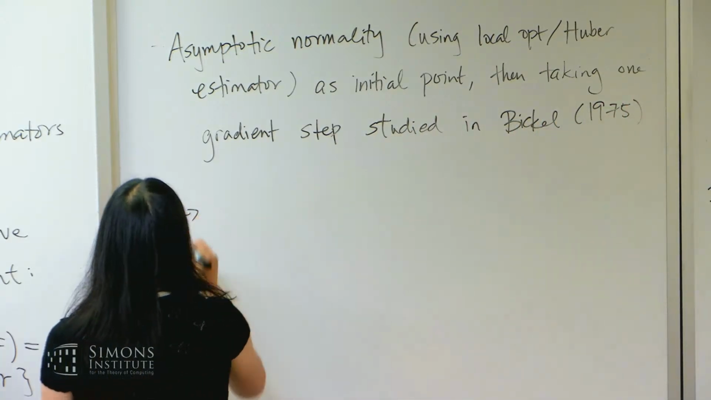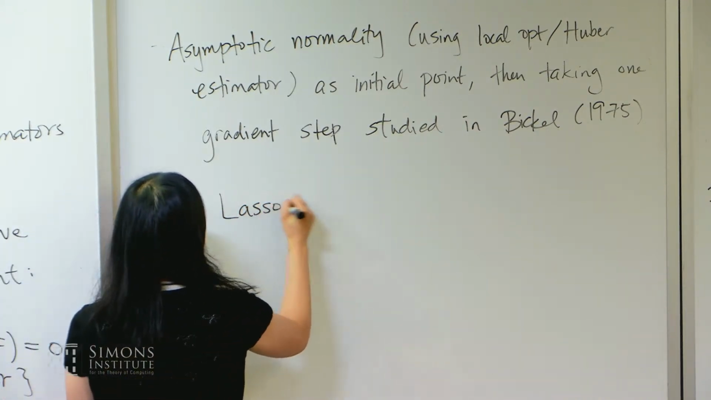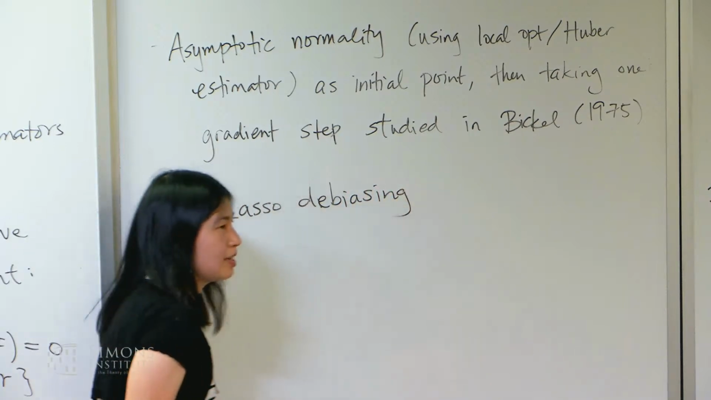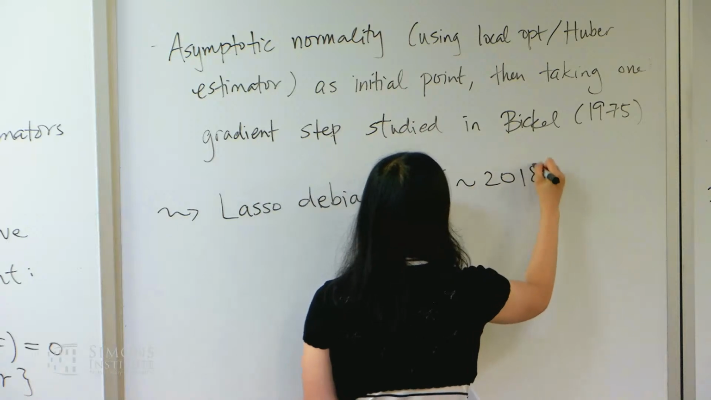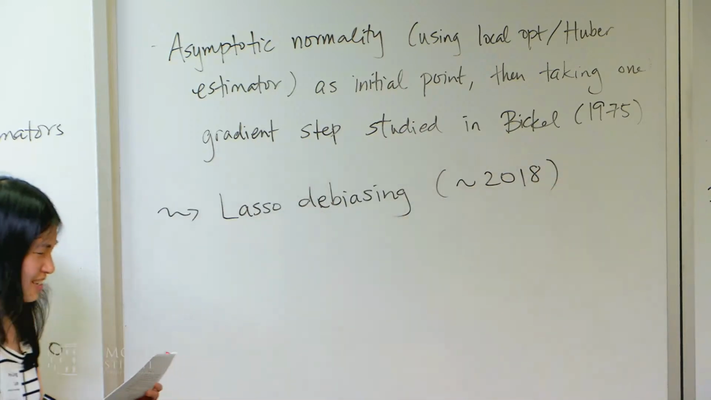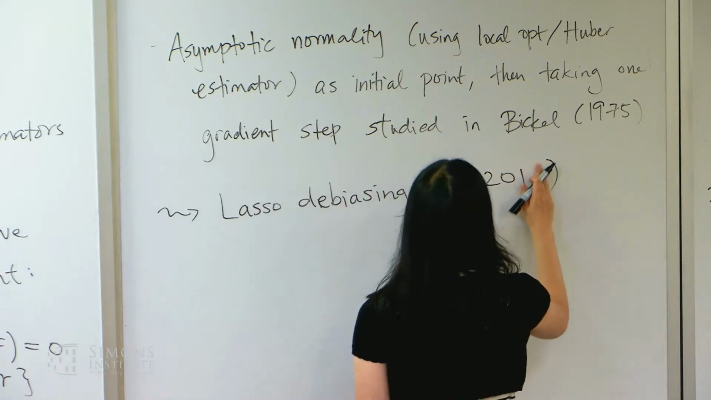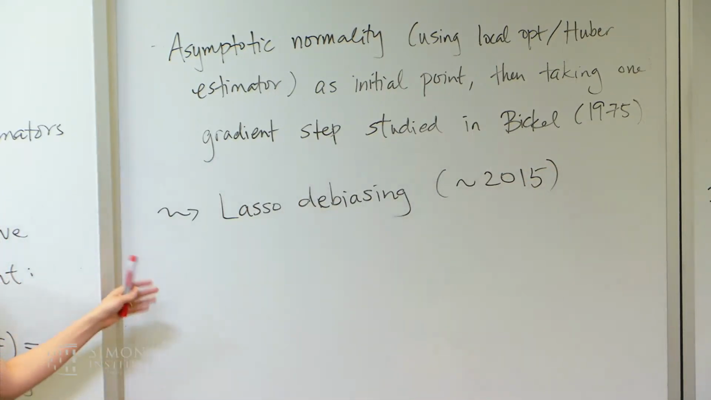And I sort of think of this as a precursor to lasso debiasing, which was a very hot topic in statistics from around 2018, plus or minus. 2018 seems late. Is it much earlier? 14? 15? Yeah, plus or minus. Okay, but I'm not going to say too much more about this.